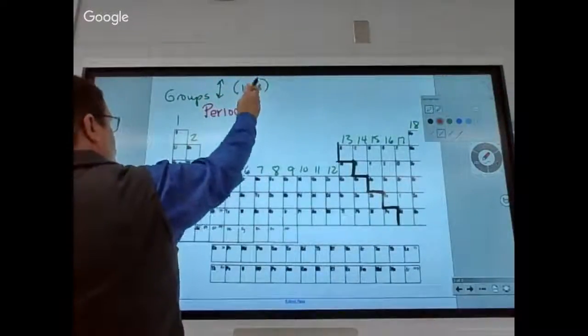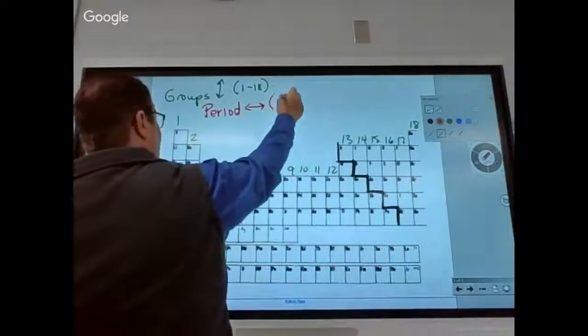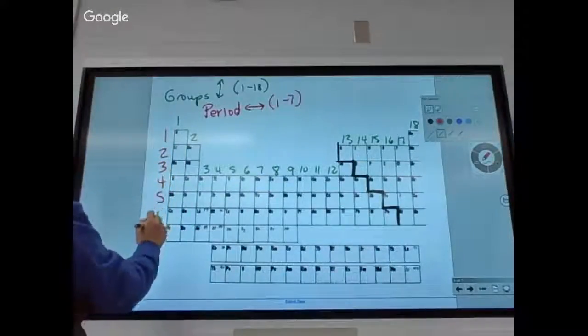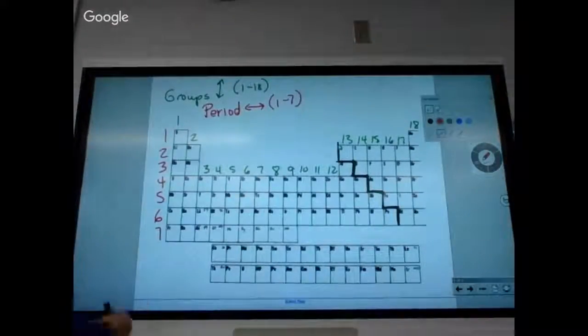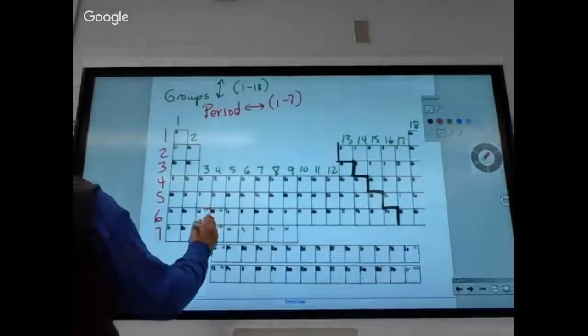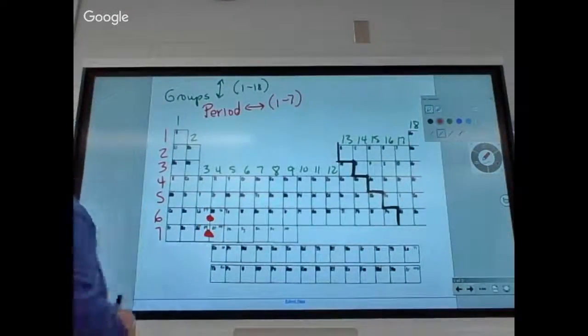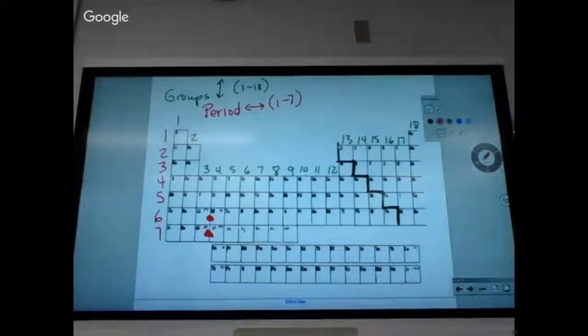Periods run left to right, and they're numbered 1 to 7. They're 1, 2, 3, 4, 5, 6, and 7. Now, this is slightly different. Remember the symbols we put in earlier? This circle and the triangle that I used? The F block does have periods here because they were cut out of these rows. They do have periods. Okay?